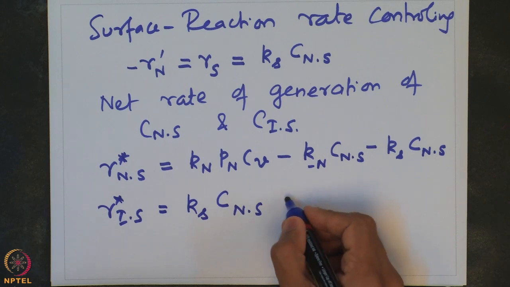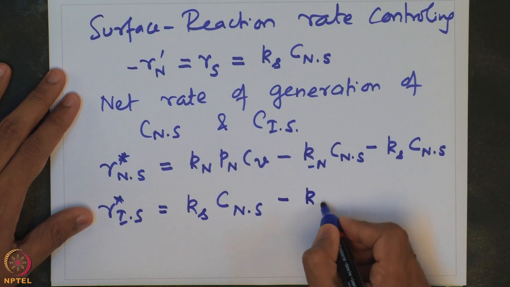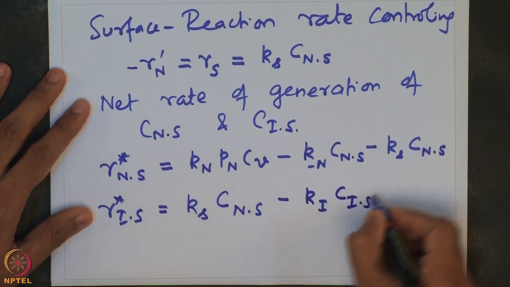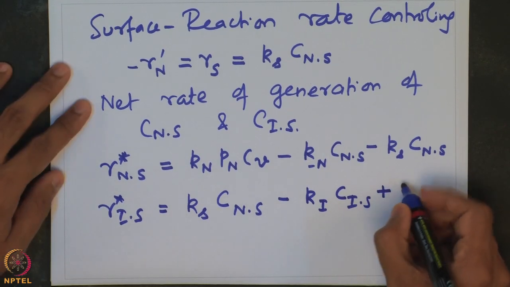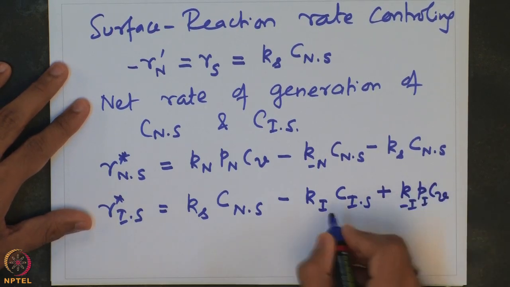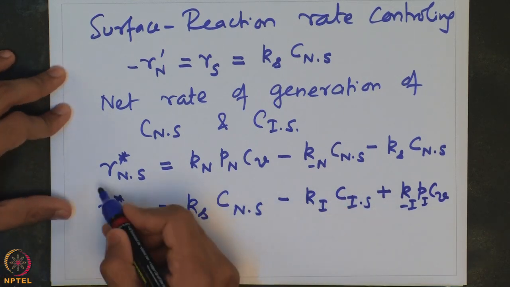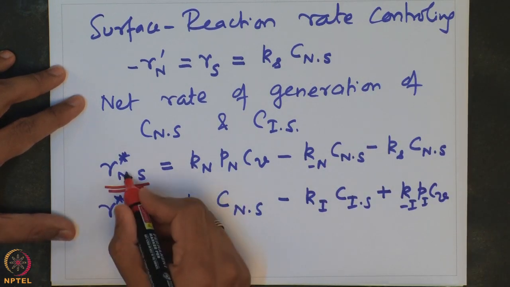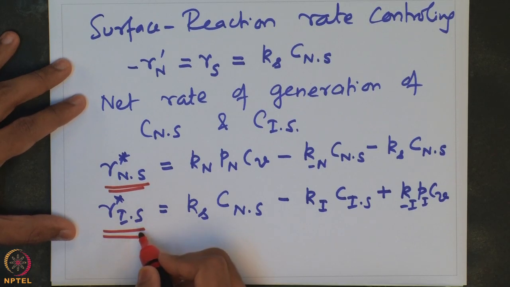and let us assume that the desorption step is Ki into Cis plus k minus i Pi into Cv. So, that is the rate at which the desorption process is happening. So, the first equation here is the rate of formation of this intermediate species Ns, and this is the rate of formation of this intermediate species Is.